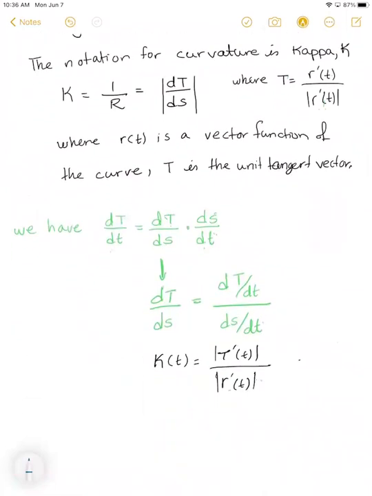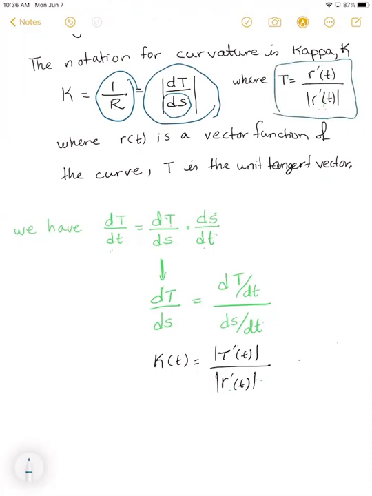The notation for the curvature is kappa, K, and curvature is going to have multiple formulas. That's one formula, 1 over r, radius of the circle. Another one is the magnitude of the change of the tangent vector with respect to arc length. And this is the formula for the unit tangent vector.